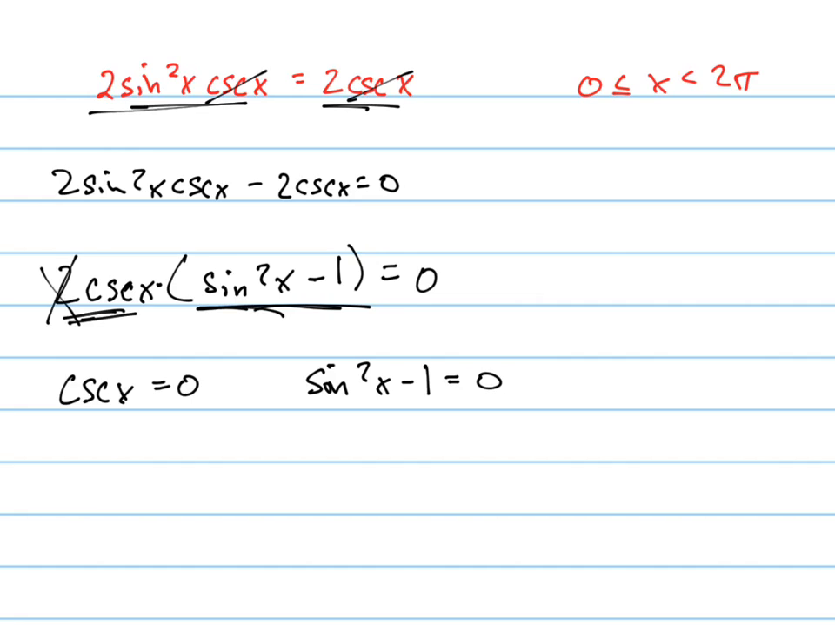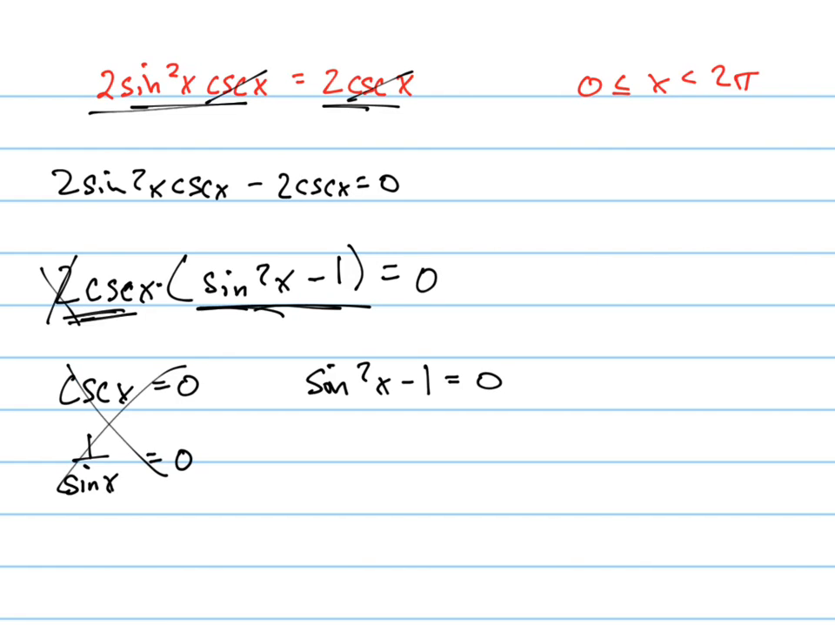Now, where does the cosecant of x equal 0? Think about that: it equals 1 over sine x. Is there ever a way to make that equal to 0? No. 1 over a sine, you can't ever make that 0. So this actually has no solutions.